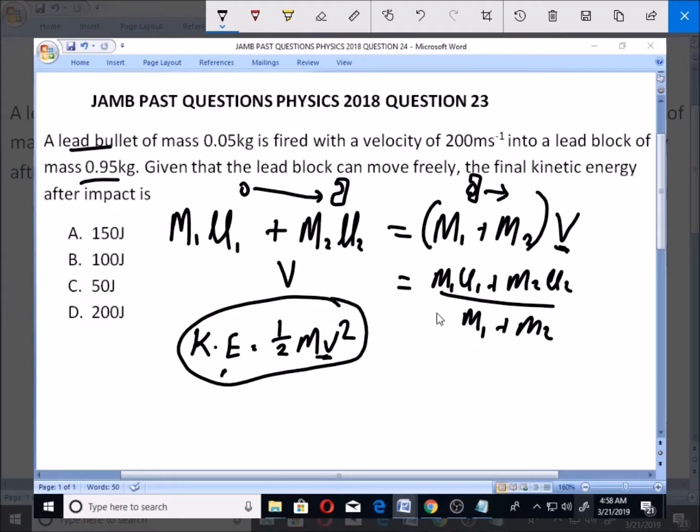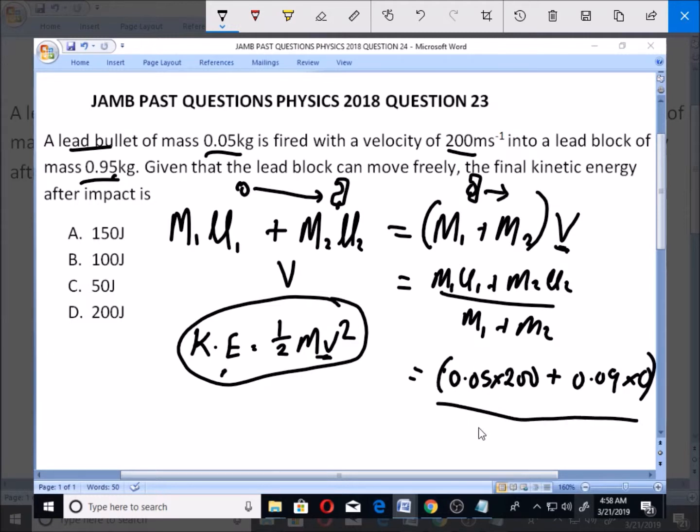So that is v. With that we can say that v is equal to m1, which is 0.05, times u1, which is 200. We are given the initial mass as 0.05, and this is the initial velocity. Then plus m2, which is 0.95, times u2. This bullet went into this block, and the block was not moving initially, so u2 is 0. All over m1 plus m2, which is 0.05 plus 0.95.